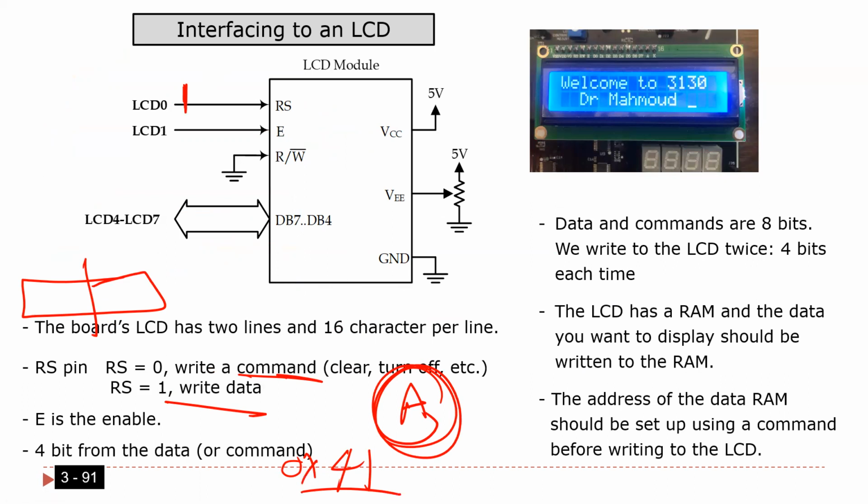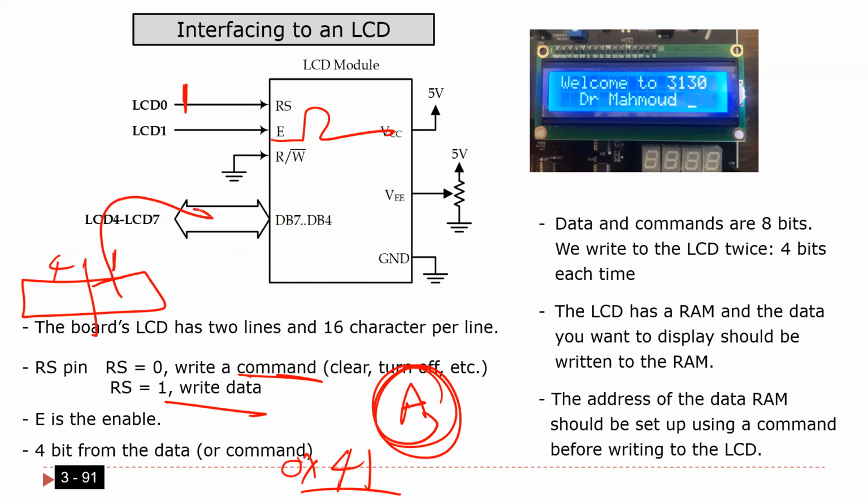I think 41. Okay, anyway, assume it's 41. So here we have 4 and here we have 1, 41. Then after that, I'm going to take the most significant 4 and put them here, and then I'm going to generate a pulse. So now I did only half of the work. I have to repeat again.